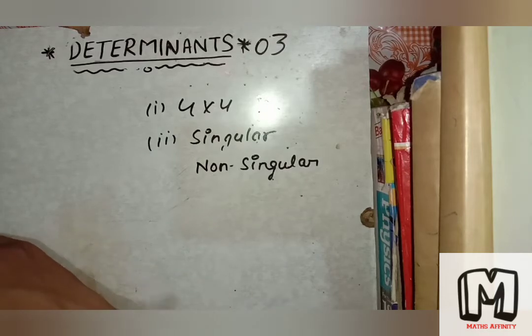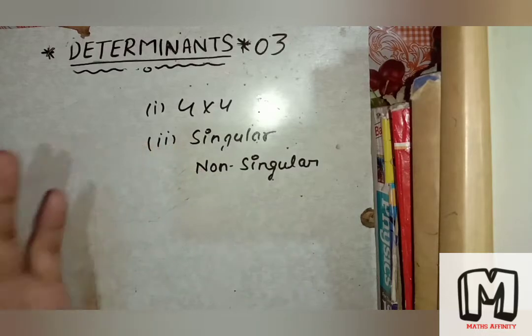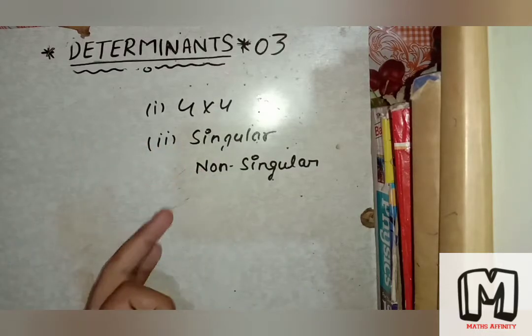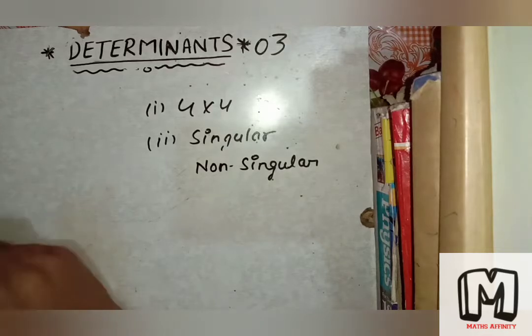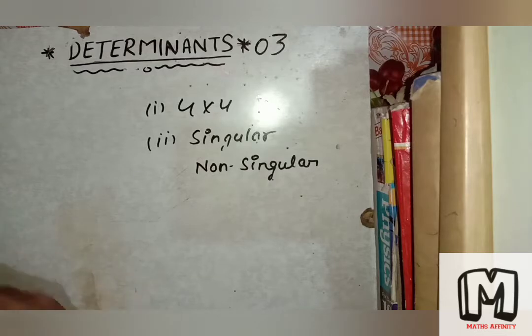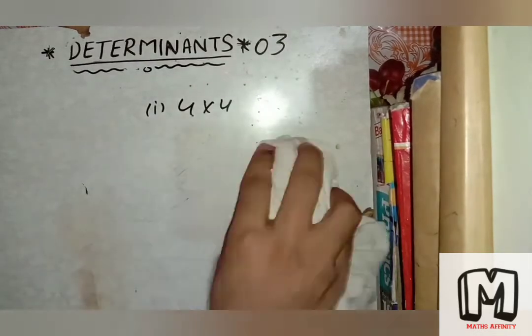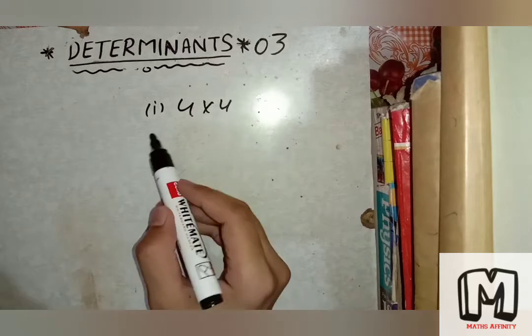So firstly we will talk about 4x4 matrix: what is a 4x4 matrix and how we have to solve this 4x4 matrix. And the second topic of today's session is singular matrix and non-singular matrix, what is a singular matrix, non-singular matrix, and what type of questions come in exams related to singular and non-singular. So firstly our topic is 4x4 matrix. So let's start.